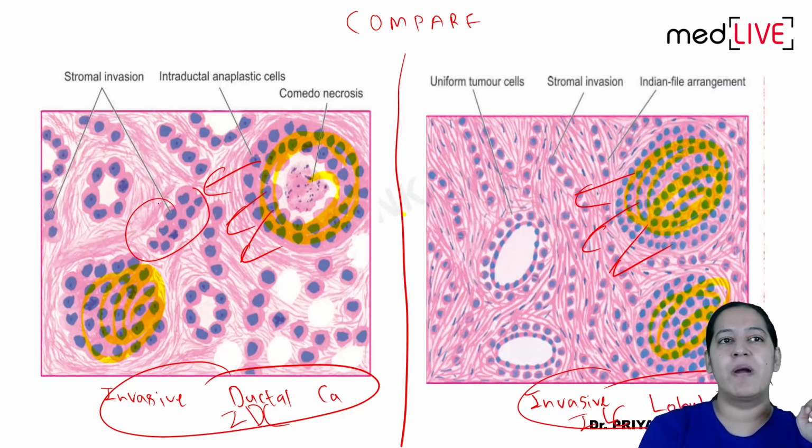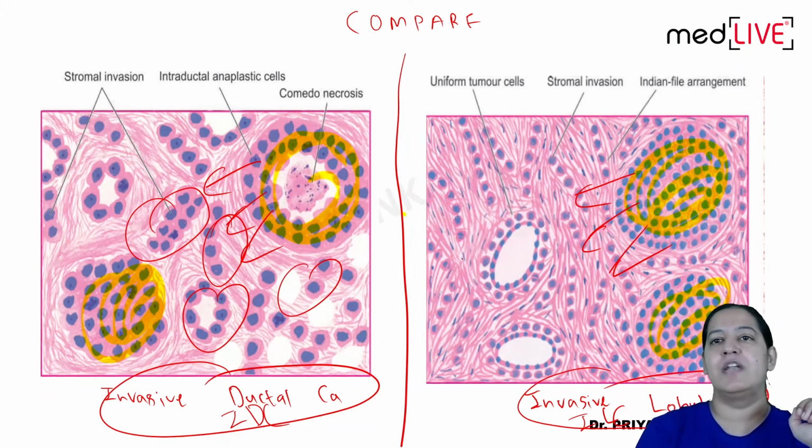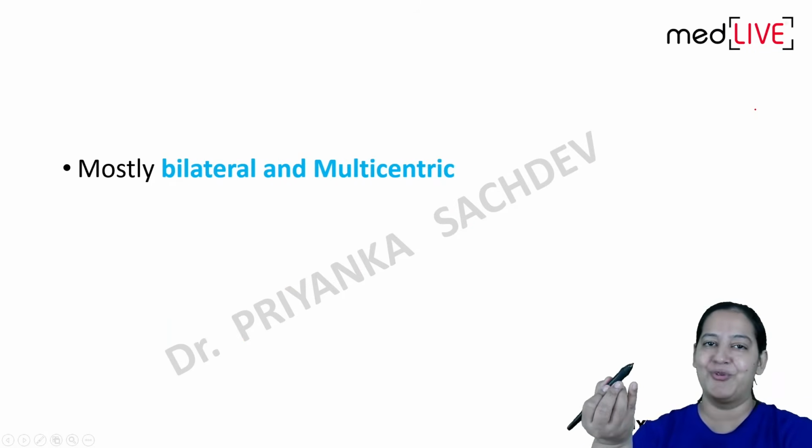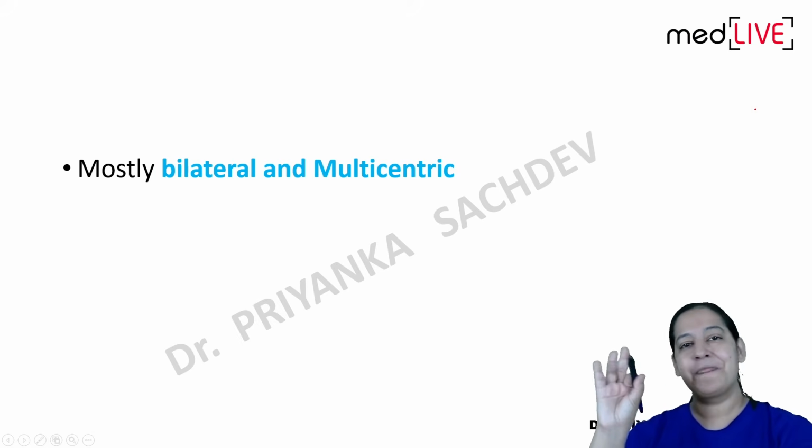But here there is no particular pattern. They are present in clusters and individually. Here there is a particular pattern known as Indian file pattern. I tried my best. If you got it, it's good. If you didn't get it, I don't know what to do. So I tried my best.